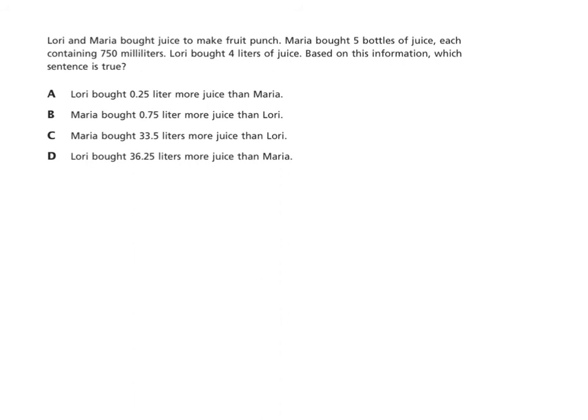Lori and Maria bought juice to make fruit punch. Maria bought 5 bottles of juice, each containing 750 milliliters. Lori bought 4 liters of juice. Based on this information, which statement is true? Read carefully.